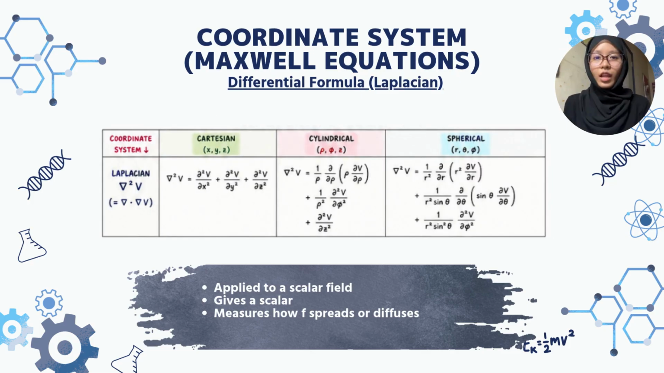We also have the Laplacian denoted as del squared V, which is simply the divergence of a gradient, del dot del V. It is applied to a scalar field, gives a scalar result, and physically measures how much a field spreads out or diffuses over a region.